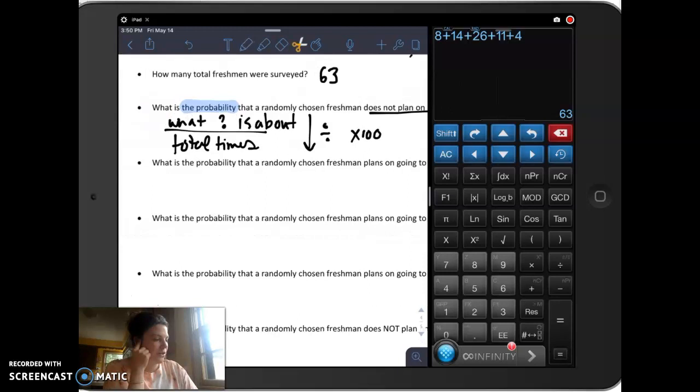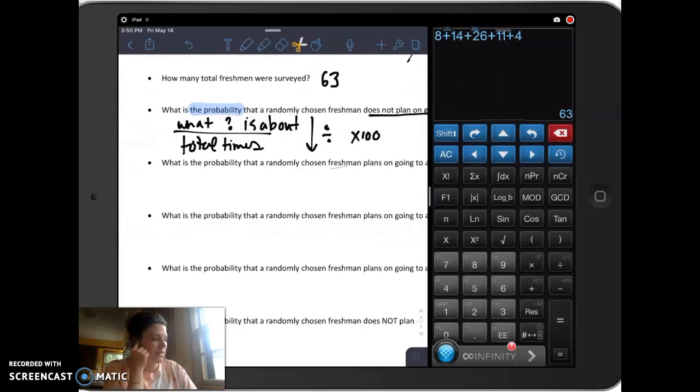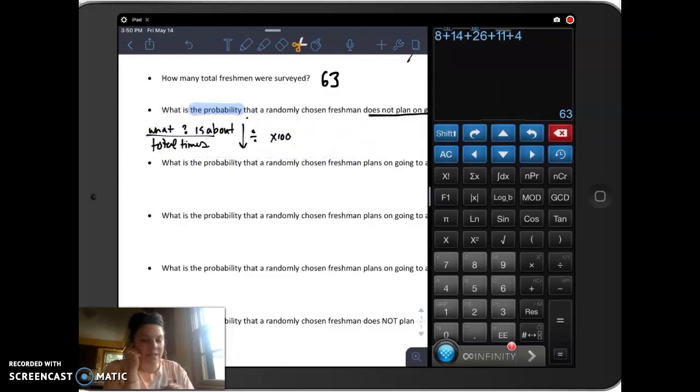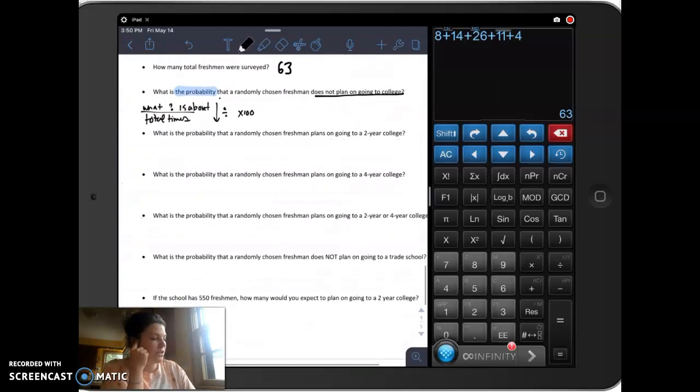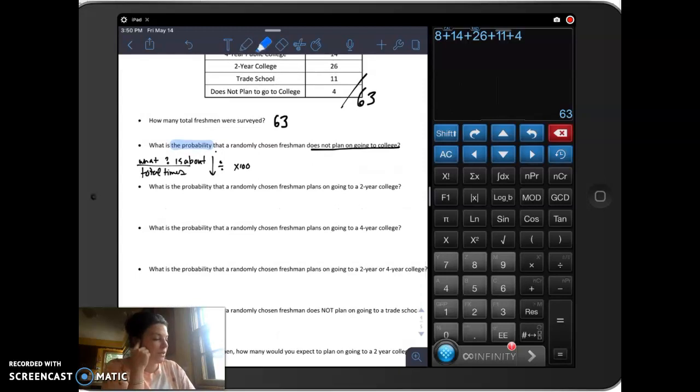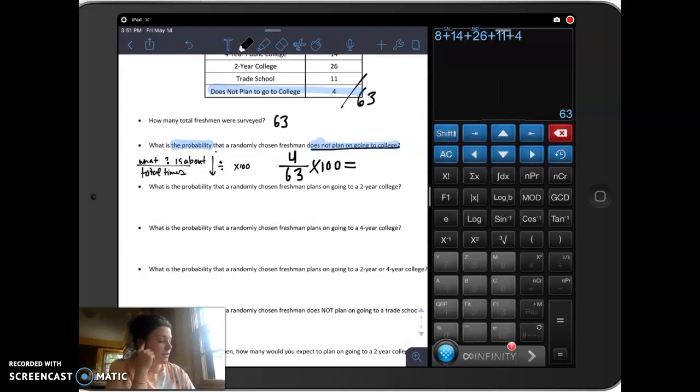So let's do it. Now that you have a little thing, I would suggest that you write this down. If you're new to probability and you need a little help, I would write that down and use it as a guide every time you have a question like this. So what the question is about is not planning to go to college. Does not plan to go to college. Okay, so that goes on top. And then the total times the experiment was done was 63, the total number of freshmen. And then we're going to multiply by 100, and that's going to give us a percent. The reason why we multiply by 100 is to find the percent.